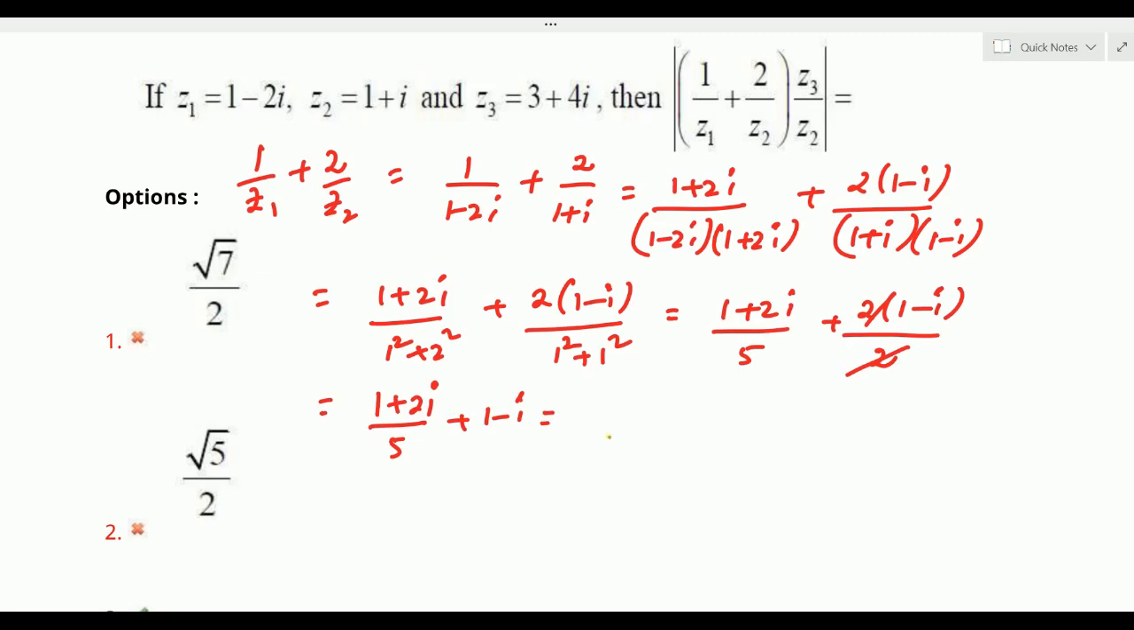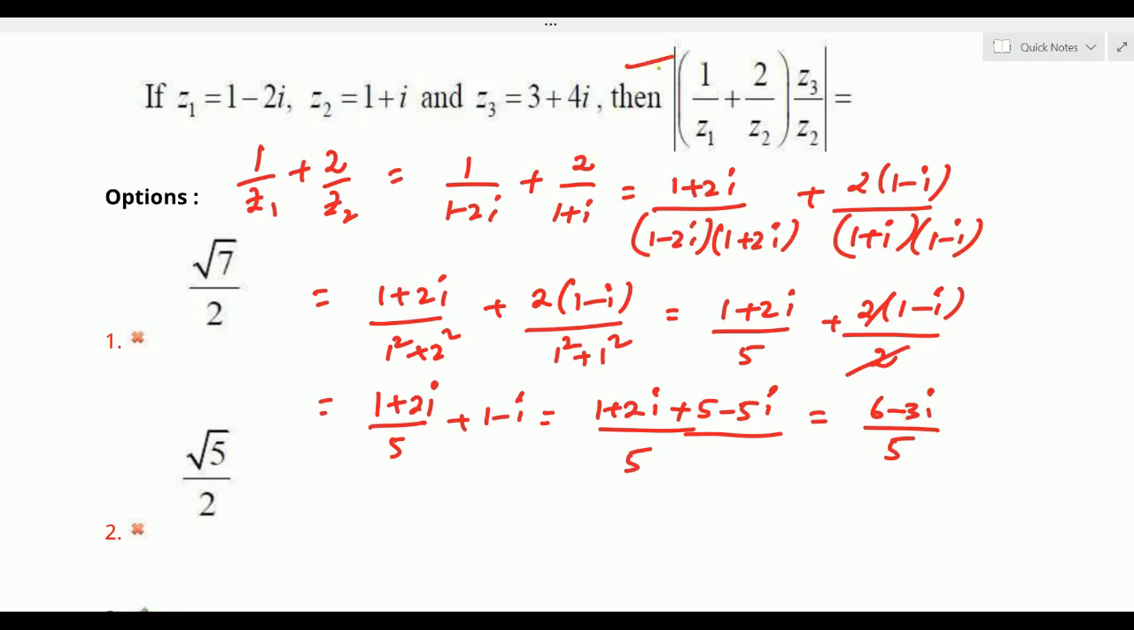We take the LCM, 5 is the LCM. Therefore 1 plus 2i plus 5 minus 5i. After taking the LCM, what is the resultant? 1 plus 5 is 6, 2i minus 5i is minus 3i, by 5. This is the result of 1 by Z1 plus 2 by Z2.